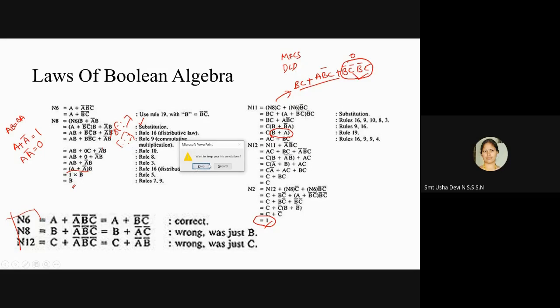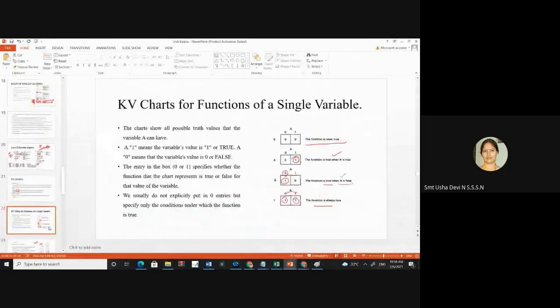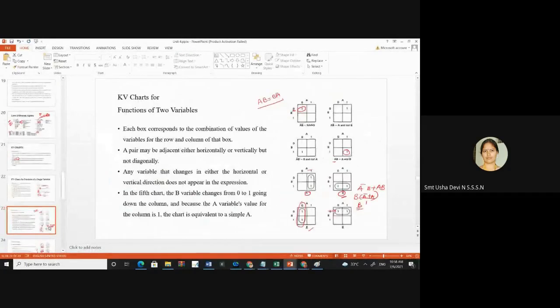So in the next class, I'm going to continue with the KV maps. Is it required to revise these KV charts or not? You just mention it in the chat box.